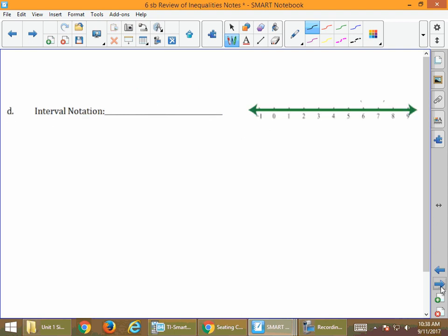And letter D. We have the entire number line filled in. And because the entire number line is filled in, we're going to go from negative infinity to positive infinity. Infinity always has parentheses.